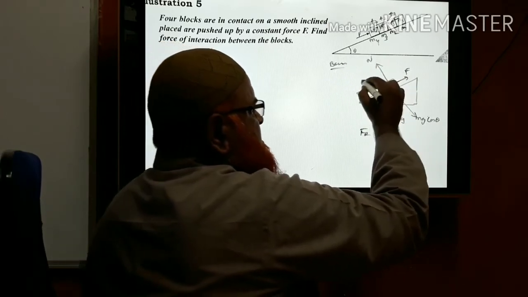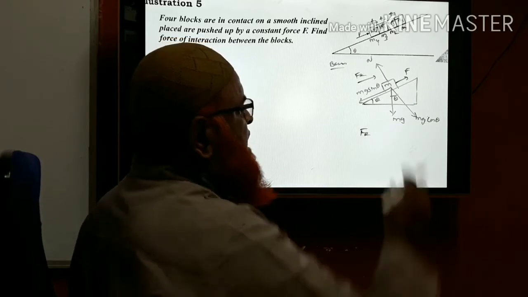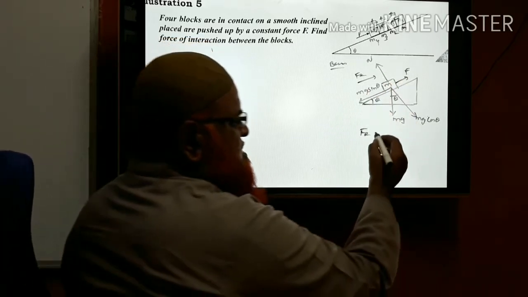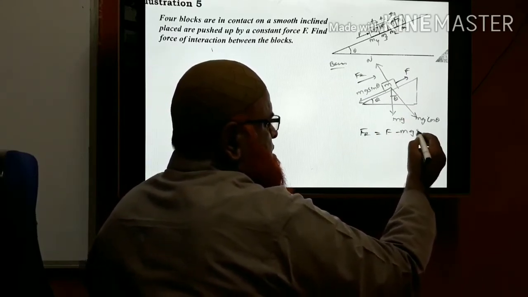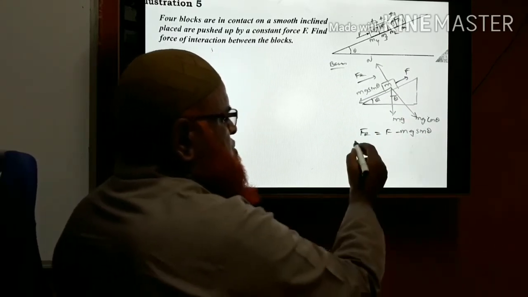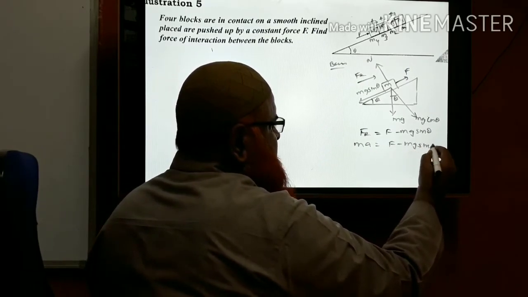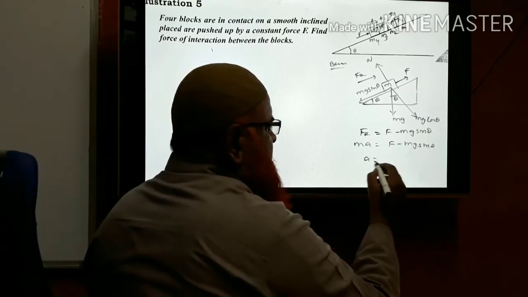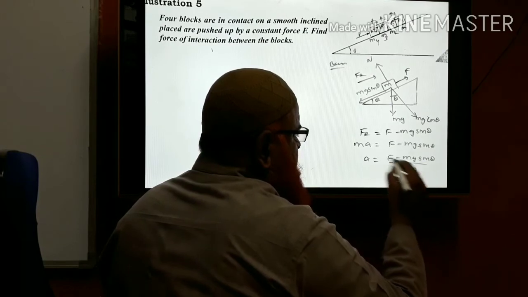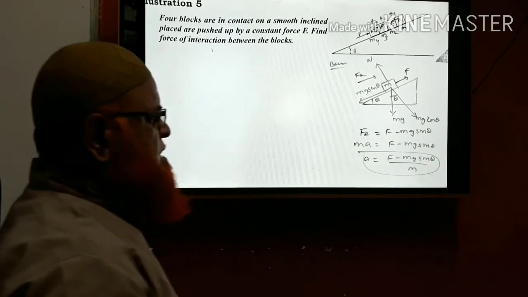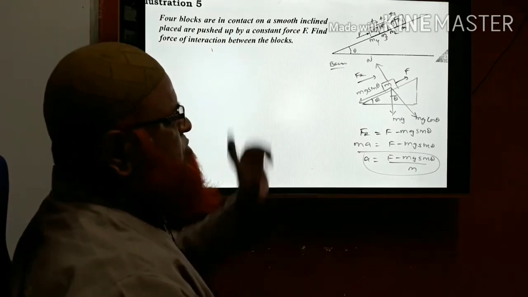Basically, if you are applying a certain force, that is called the resultant force. If it is only one block here, the resultant force is going to be the difference of these two, that is capital F minus mg sin theta. So this can be considered m into a, which is capital F minus mg sin theta. So a can be written as F minus mg sin theta by m. On this basis we can solve any problem.